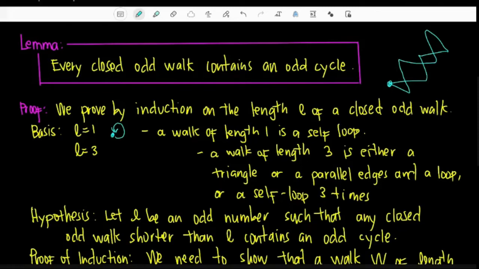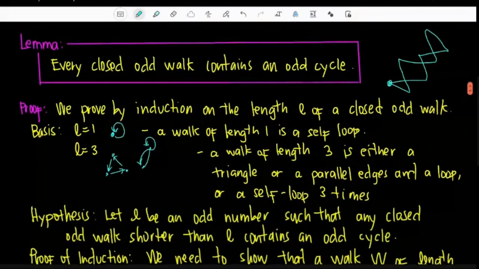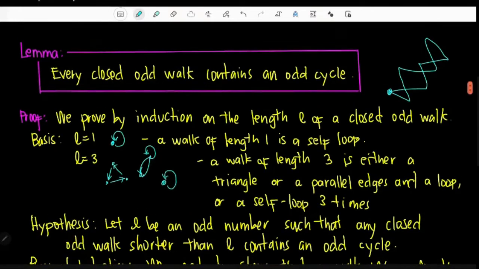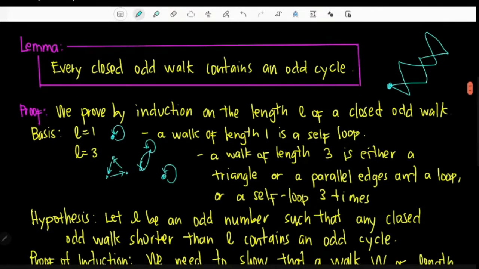Now, what is a walk of length 3? If you make a walk of length 3, either you can make a walk on 3 distinct vertices, or you can make a walk on parallel edges. A walk of length 3 on 2 distinct vertices means you must have a parallel edge, and then you have a loop here, and then another on the other end of the parallel edges. Or you can have just one vertex and make 3 loops.